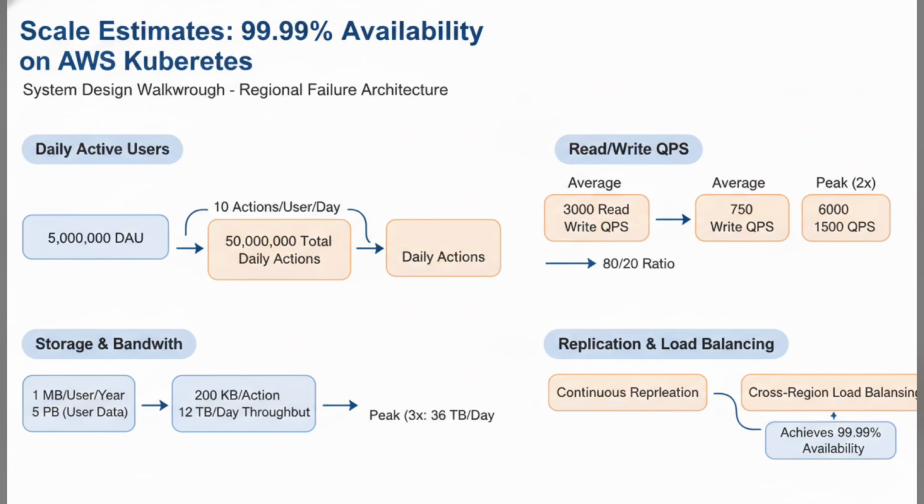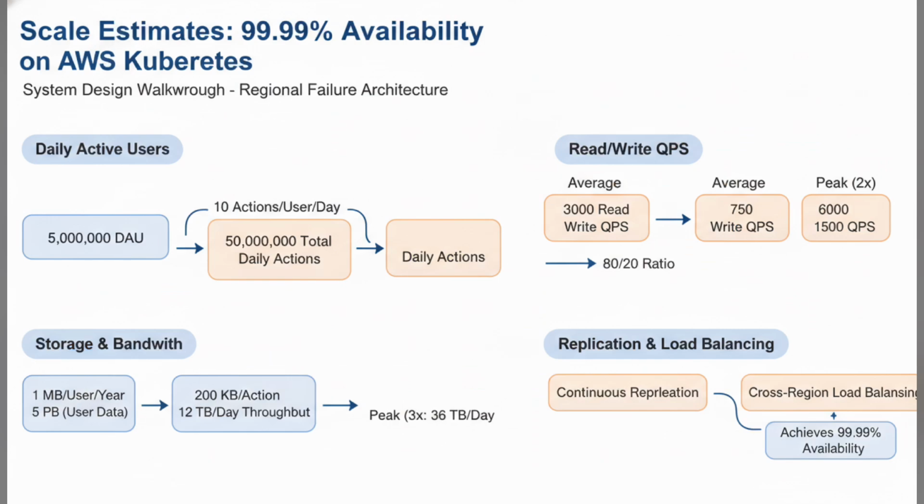For read versus write queries per second, assuming a ratio of 80 to 20 in favor of reads, we can estimate an average read QPS of approximately 3,000 and write QPS of around 750. At peak times, we should conservatively double those numbers to 6,000 for reads and 1,500 for writes. Moving on to storage, if each user generates about 1 megabyte of data annually, that scales to 5 petabytes per year just for user data.